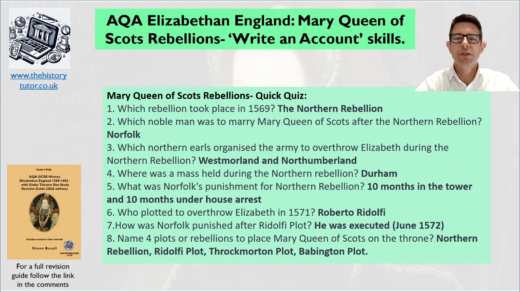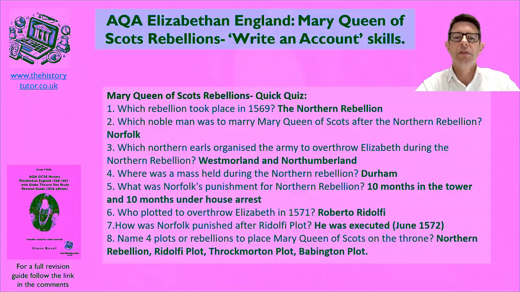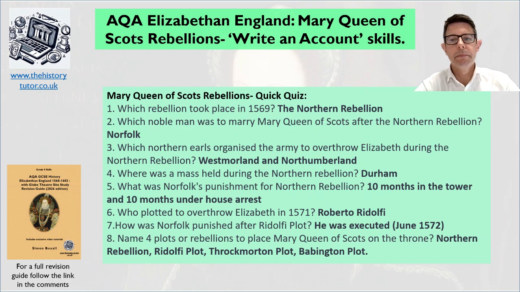Question number 2, which nobleman was to marry Mary Queen of Scots from the Northern Rebellion? Well, it was Norfolk, as I've already talked about. Which Northern Earls organised the army to overthrow Elizabeth during the Northern Rebellion? You've got Westmoreland and Northumberland, and obviously they felt they were a bit ostracised from court as well as being Catholic and supporting Mary. They didn't like Elizabeth. They felt Northern Earls were not part of the court system.